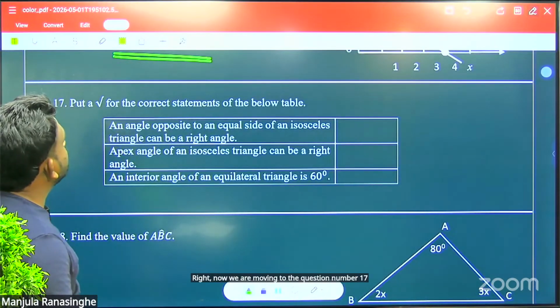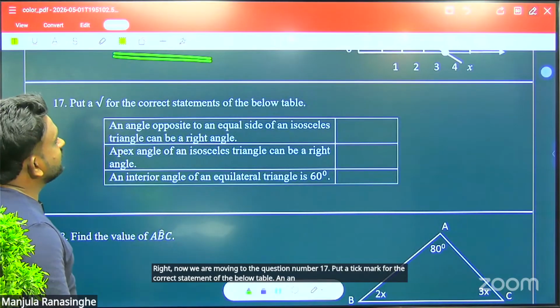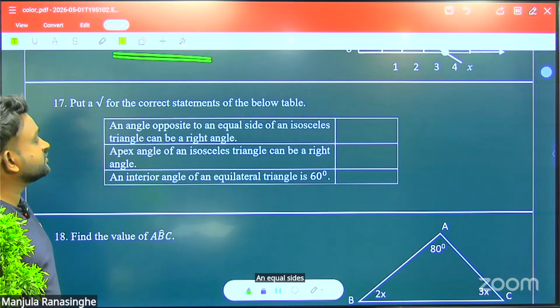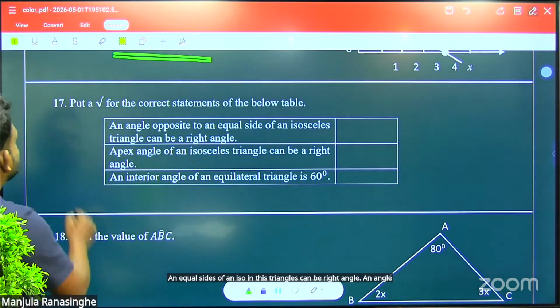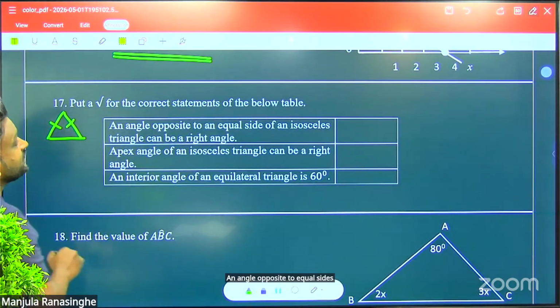Put a tick mark for the correct statement of the below table. An angle opposite to an equal side of an isosceles triangle can be a right angle. An angle opposite two equal sides can be a right angle.